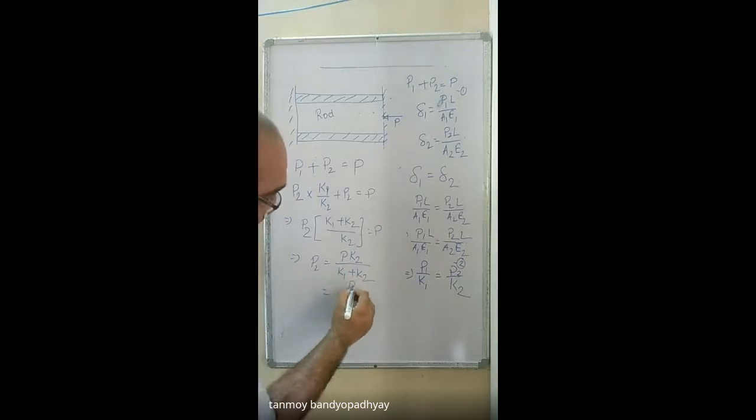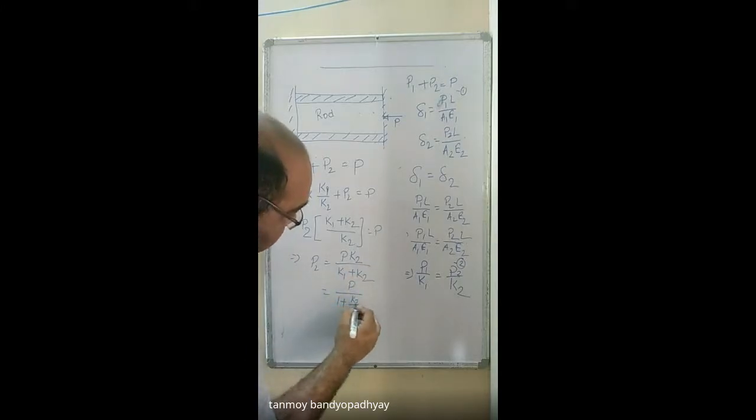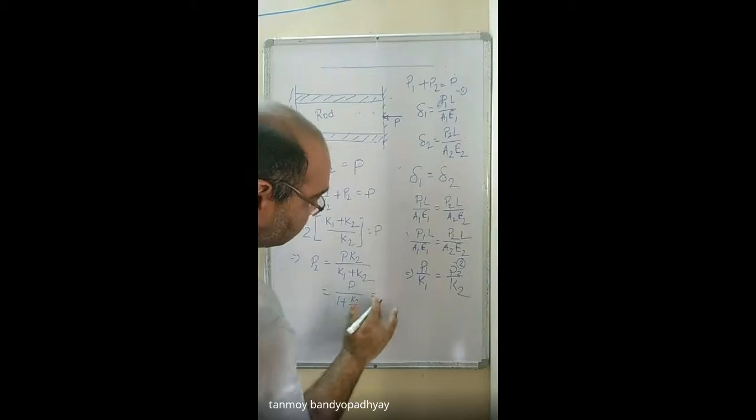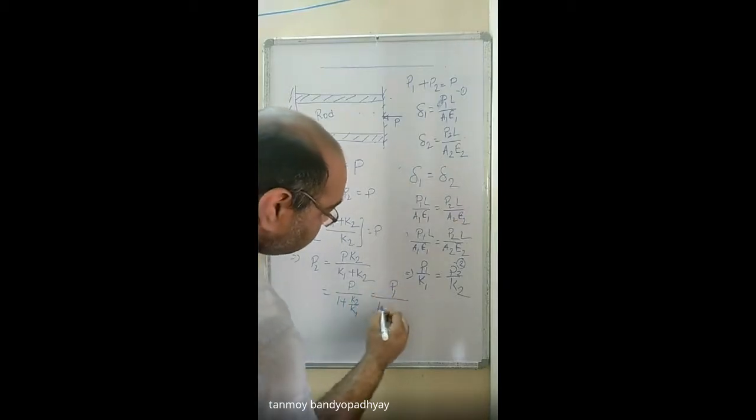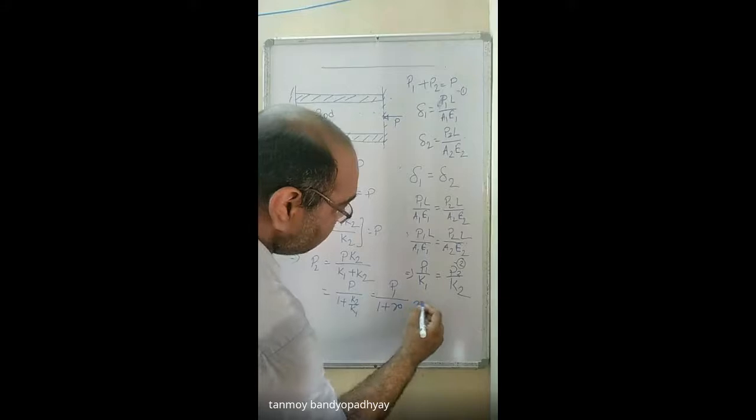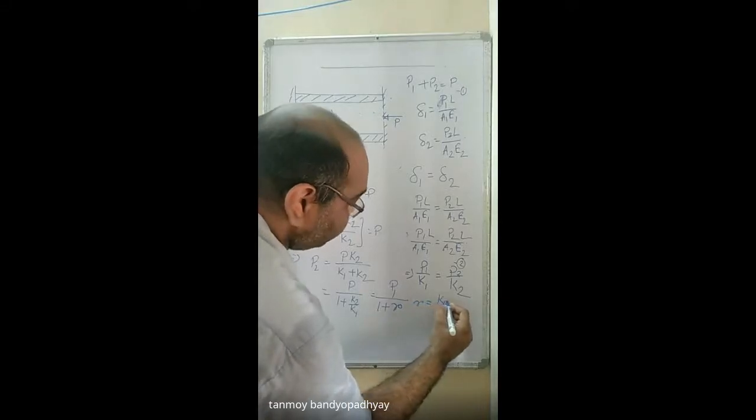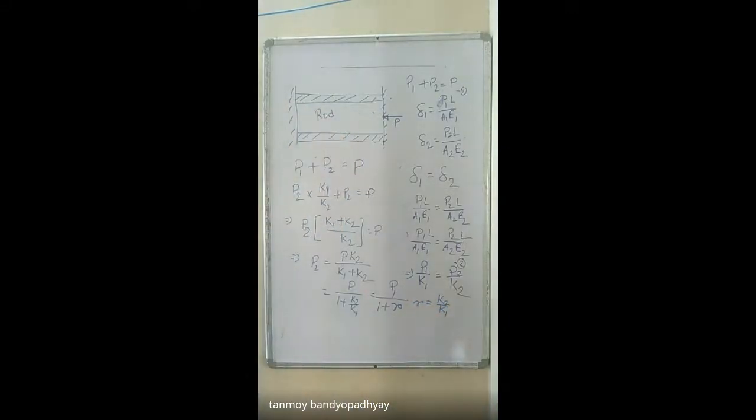Then if I divide it, I should be getting 1 plus K2 by K1. So this is known as the stiffness ratio, 1 by R. This R is the stiffness ratio of the two things. So if you calculate R, you can calculate P2 is equal to P by 1 plus R, and similarly the other force can be calculated. So this is about the spring analogy. Okay? This is actually a very important concept. If you want to study this concept, you have to study the book of Gere and Goodno.